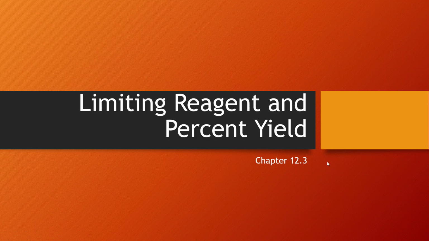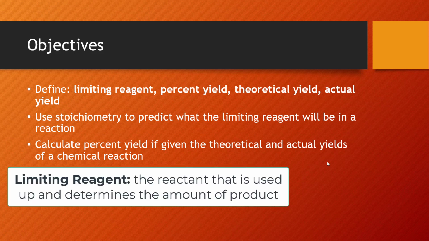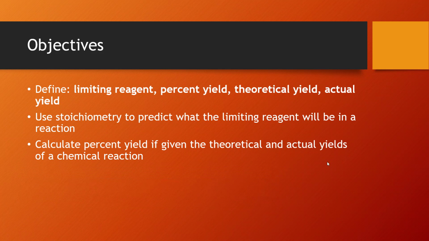Let's take an application for stoichiometry in terms of limiting reagents and percent yields. So be able to define limiting reagent. That's going to be the reactant that's going to end up determining how much product you can make in a reaction because it will be used up entirely.